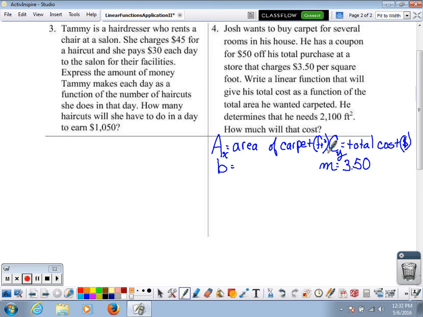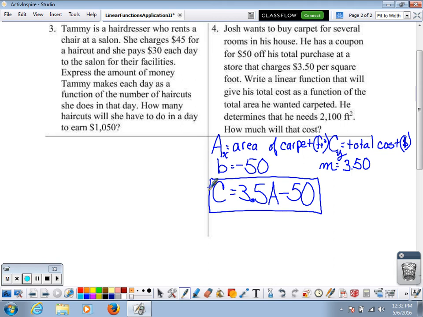What do you think? What do you think, Logan? Awesome. Negative $50. Why negative 50? Excellent. It's $50 off that price. So right away, he's already getting 50 bucks free. So when we write our equation, we can say that the total cost is equal to $3.50, or 3.5 times A, minus $50. We're taking the cost of the carpet, minus $50.